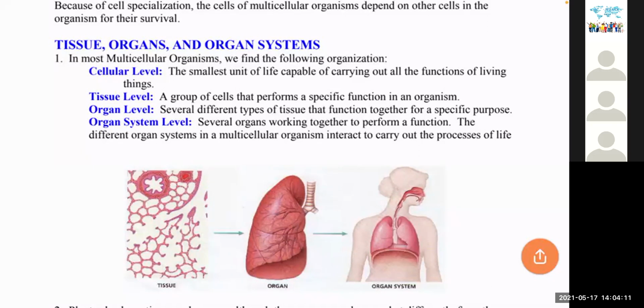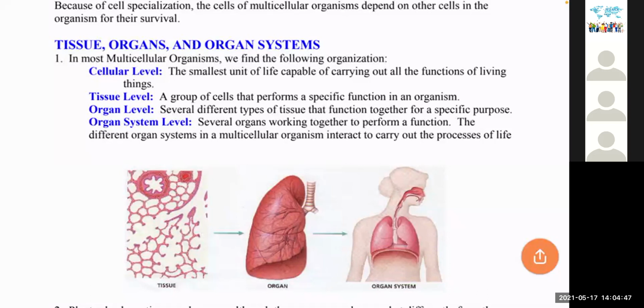Okay. Just a few simple differences that you can make from the description I was giving here. Multiple cells make up a tissue. Multiple cells that perform a specific function in an organism make up a tissue. And then several different types of tissue that function together for a specific purpose make up an organ.